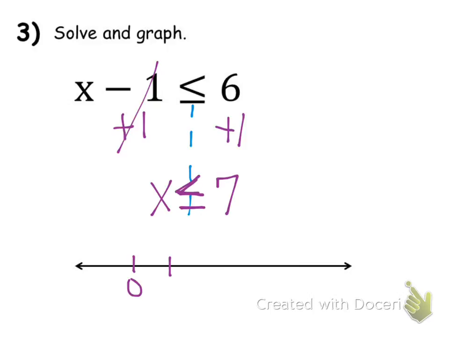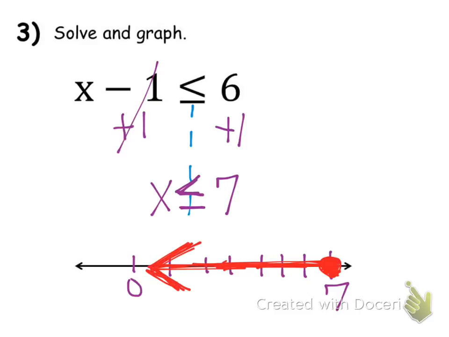Put 0, 1, 2, 3, 4, 5, 6, 7. Circle the 7. Do I fill this one in? Yes. Go to the left. It's an or equal to, so we have to fill it in. And then we want less than that 7, so I'm going to go to the left. Now, if you don't want to shade the whole number line, you can just shade an arrow. That implies that you're shading the whole thing. Questions?